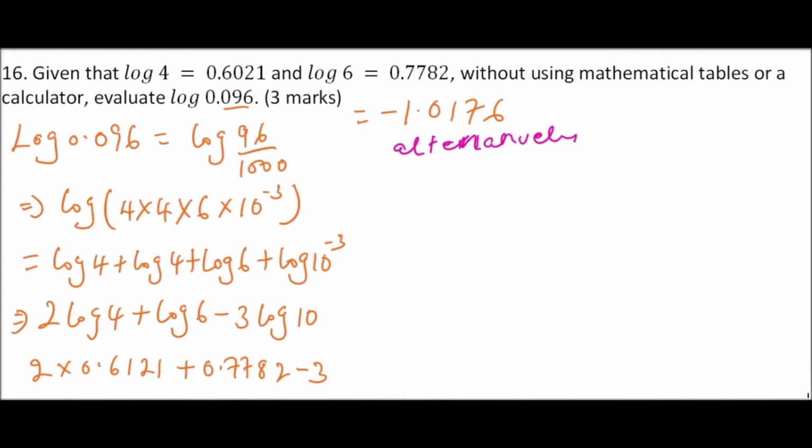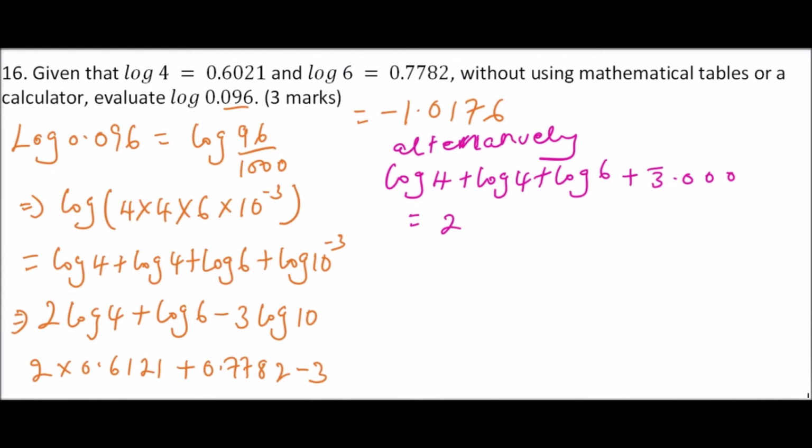Alternatively, if we start from here, that is the alternative method. We can say that we have the logarithm of 4 plus the logarithm of 4 plus the logarithm of 6, and this will be the logarithm of 1000. We would write it as bar 3.000.